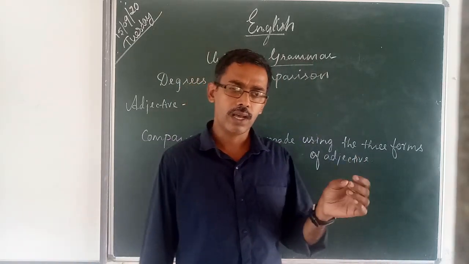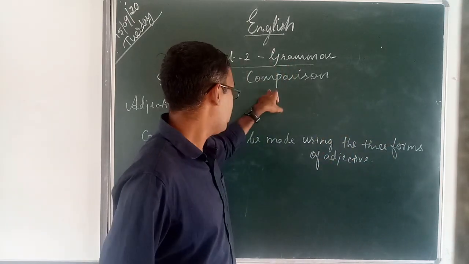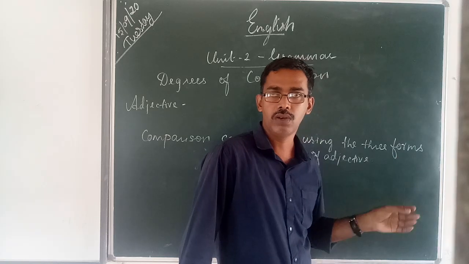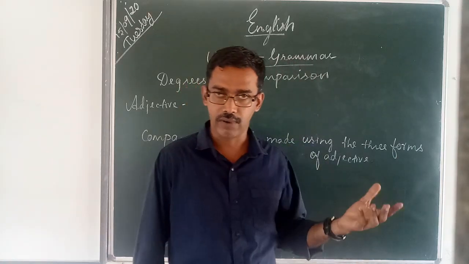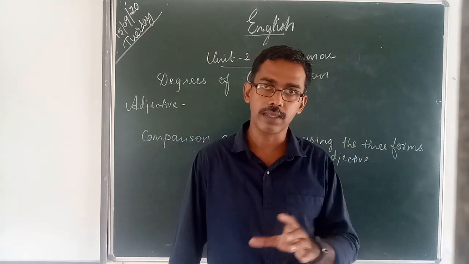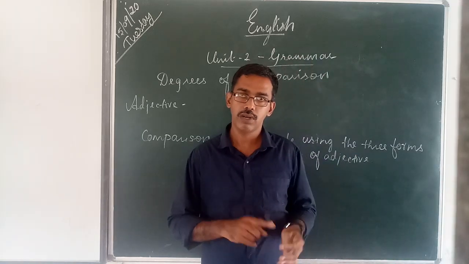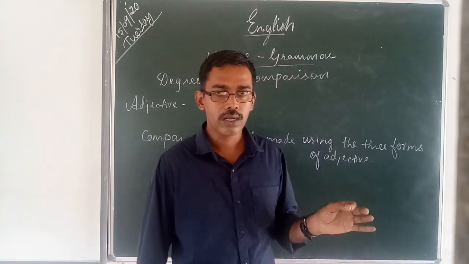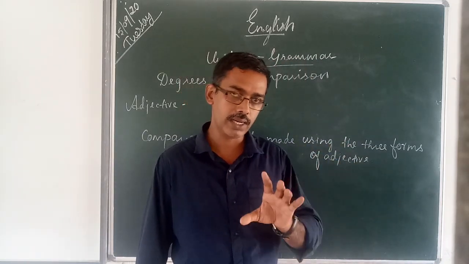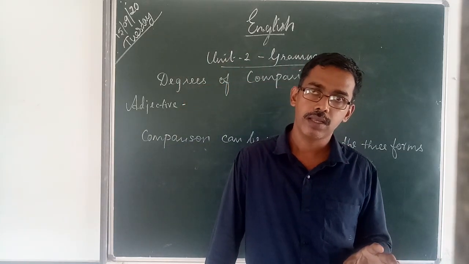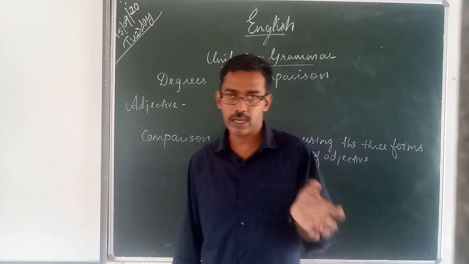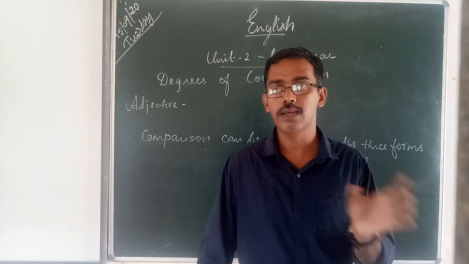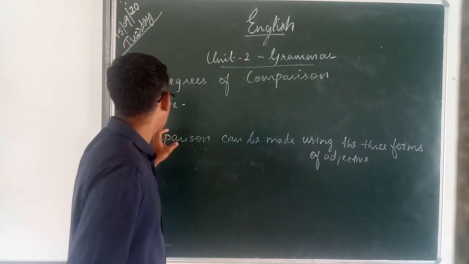So here it comes: degrees of comparison of quality. That means it is comparison of quality. It can be done in three forms: positive, comparative and superlative. When you take a word good, that is positive; better, that is the comparative. Then what is superlative? Good, better, best. Just like that.